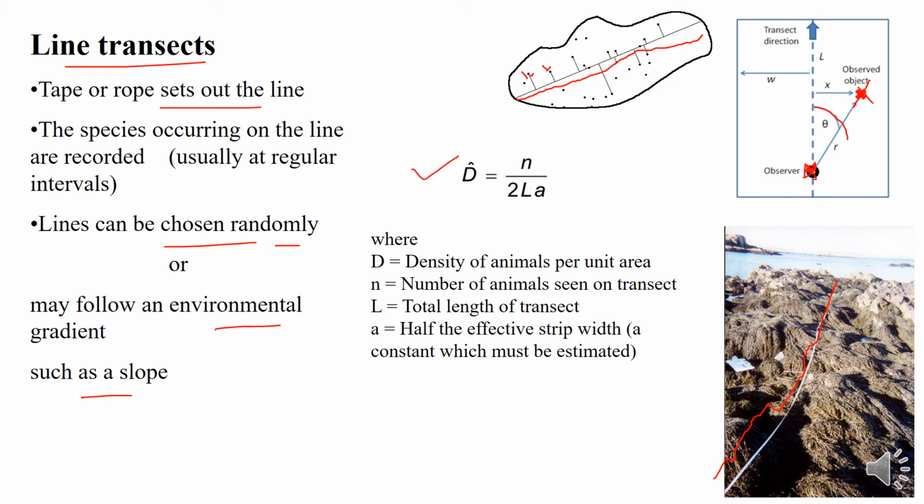So D is equal to N by 2LA. D is the density of the organism, N is the total number of animals seen in your transect, and L is the total length of the transect, from here to here. A is half of the effective strip width, a constant that can be easily estimated. So from this equation you can also estimate the density of the species.